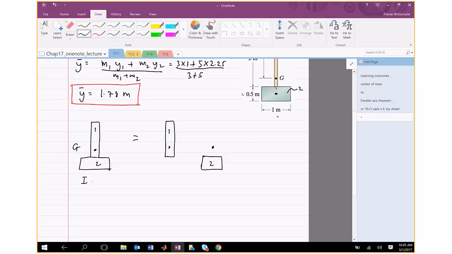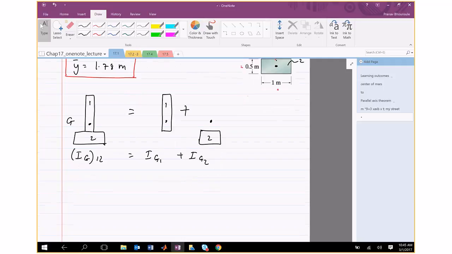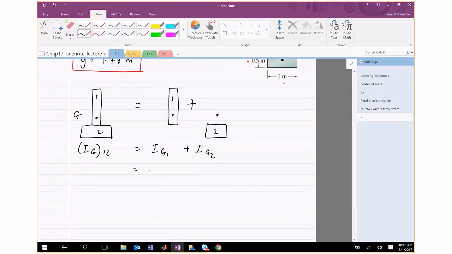So IG12 is IG1 plus IG2, right? This is going to be plus, because in this case you just have to add them. In the previous case you subtracted because the circular plate was removed. So I'm going to now write the inertia of G1.